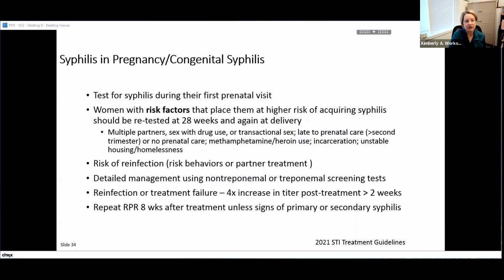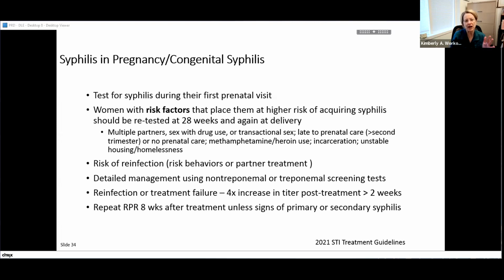In congenital syphilis, which I mentioned is a problem because of this increase we're seeing, a number of new publications have really come out talking about specific risk factors that place women at higher risk of acquiring syphilis. There's now the recommendation to retest pregnant women at 28 weeks and again at delivery if they have an increased risk of acquisition, listed there down below.